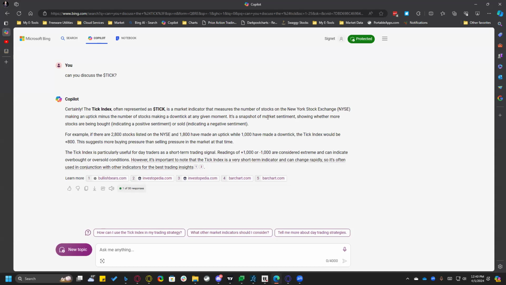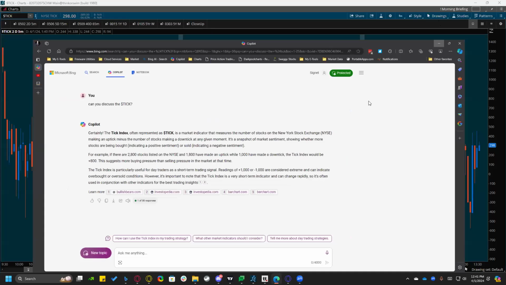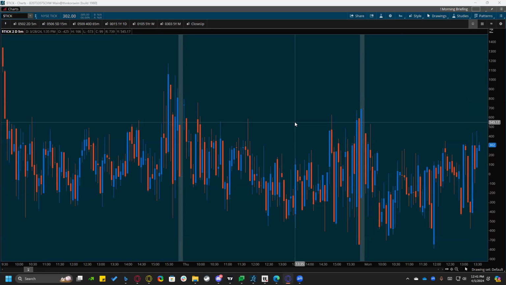It's a snapshot of market sentiment showing whether stocks are being bought, indicating a positive sentiment, or if stocks are being sold, indicating a negative sentiment. For an example, if there are 2,800 stocks listed on the New York Stock Exchange and 1,800 of those are making an uptick, while only 1,000 of those are making a downtick, then the tick index would be plus 800. And that would suggest more buying pressure than selling pressure in the market at that time. Now, that's a pretty common description if we go searching for things that are about the tick index.